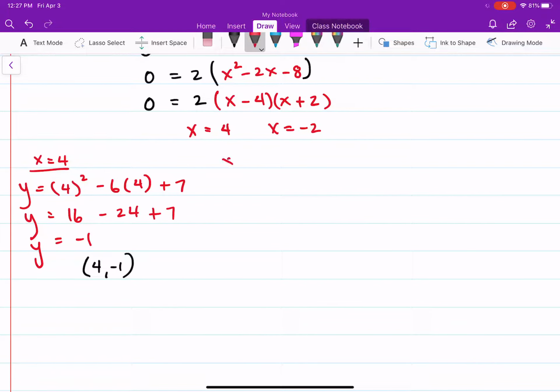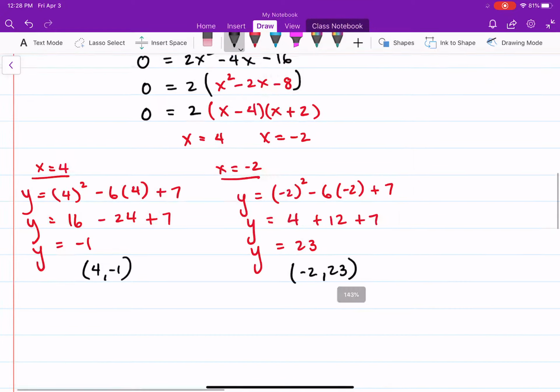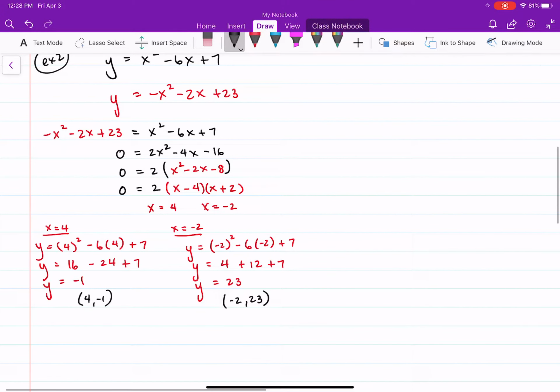What if x was equal to negative 2? All right. So I have y equals negative 2 squared minus 6 times negative 2 plus 7. So I have y is equal to 4 plus 12 plus 7. So y is going to equal 23. So now my other point here is going to be negative 2 comma 23. So that would be my solution there, those 2 points. Well, let's see what the picture looks like.